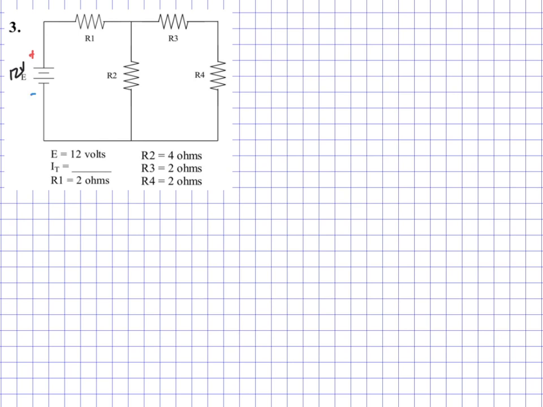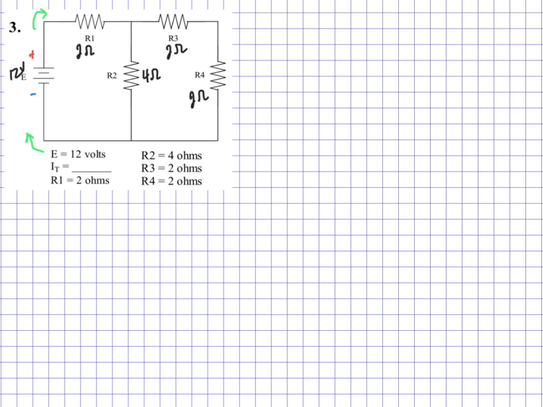We don't know, it looks like it wants us to solve for that total current, right? That's coming out of this and then going through the different branches. We do know that we've got R1 is labeled as 2 ohms, and we've got R2 at 4 ohms, and R3 at 2 ohms, and then R4 at 2 ohms.